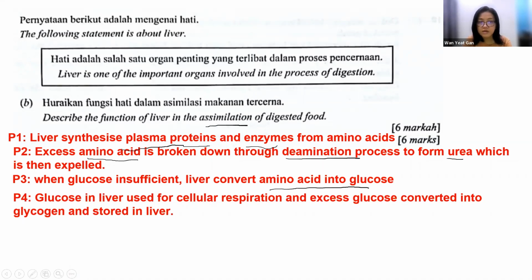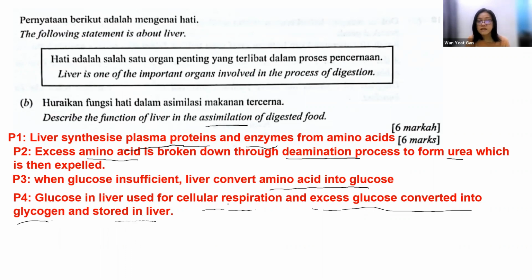Let's look at the function of the liver for glucose. What happens to glucose when it is in the liver? The glucose in the liver will be used for cellular respiration so that it can produce energy. Excess glucose is converted into glycogen and stored in the liver. Glycogen is a form of carbohydrate that is stored not just in the liver but also in the muscle.